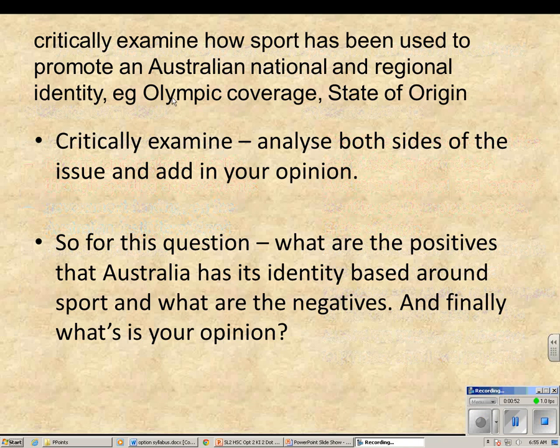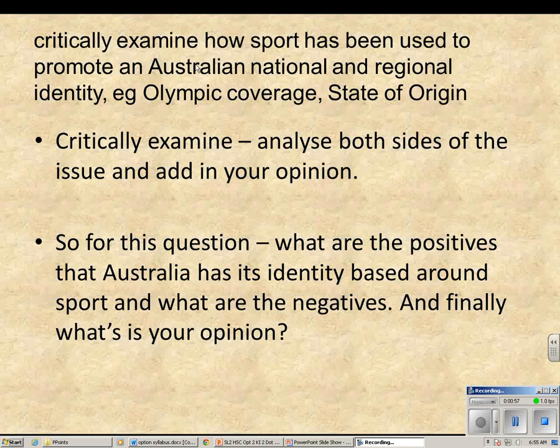Now, when you're asked in a question to critically examine an issue, in this case, how has sport been used to promote an Australian national and regional identity? When you critically examine, you're being asked to analyse both sides of the issue and add in your opinion. So for me, in this case, I think the question is asking you, what are the positives that Australia has its identity based around sport? And what are the negatives of that? And finally, this question would be wanting you to add in your opinion on the fact that Australia has based its identity around sport.